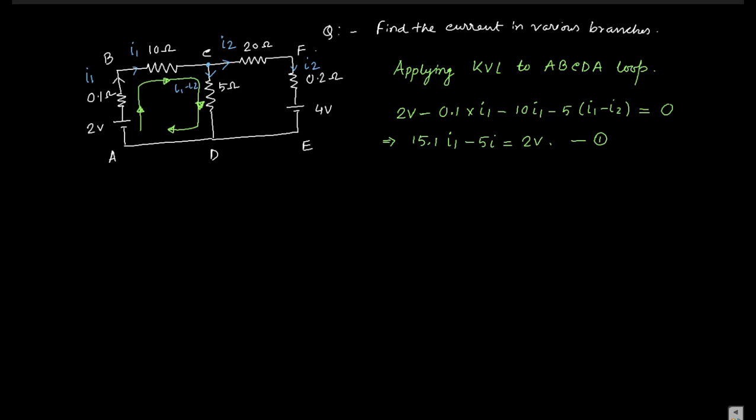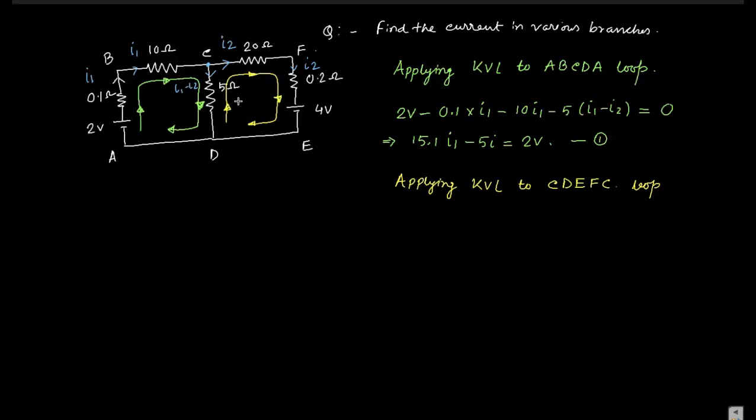Now what about the second loop? Applying KVL to the C, D, E, F, C loop. It is another closed loop. Again you can consider a path like this.